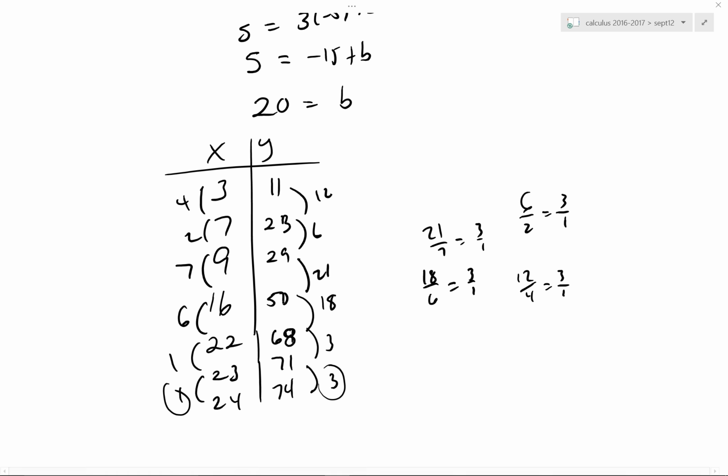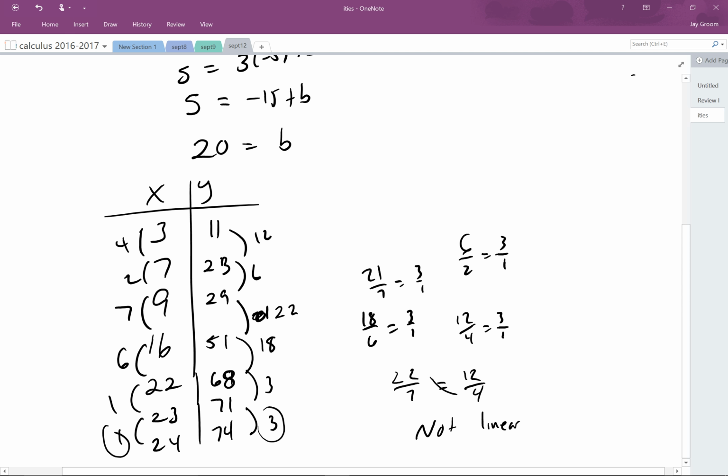For instance, had this been 51 here, well, that would have been 22. Uh-oh, 22 over 7 does not equal, for instance, 12 over 4, or one of the other ones. It does not equal, so not linear. Right? Piece of cake, not too hard to do.